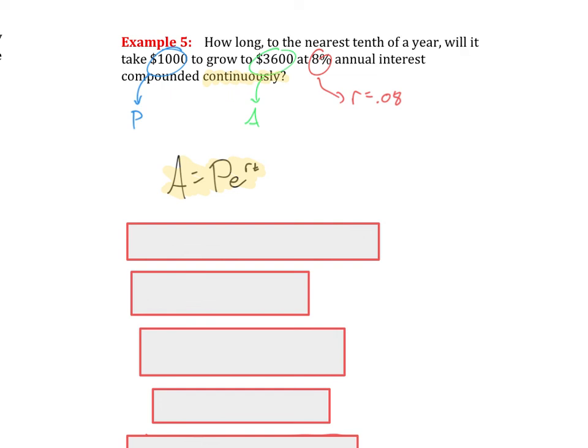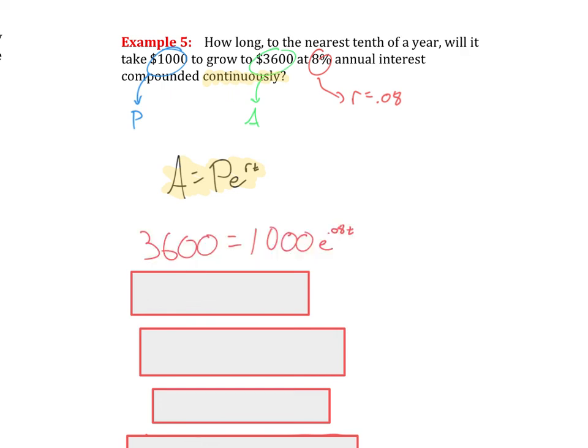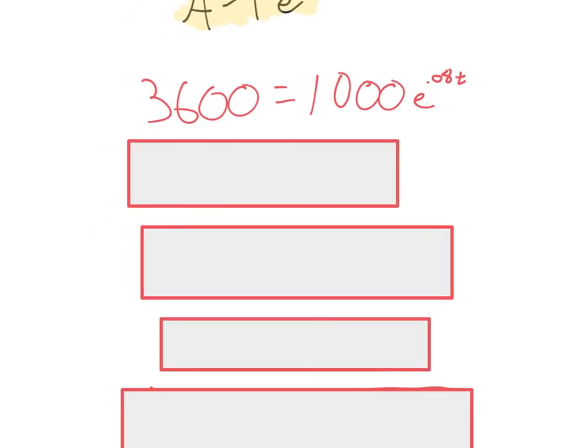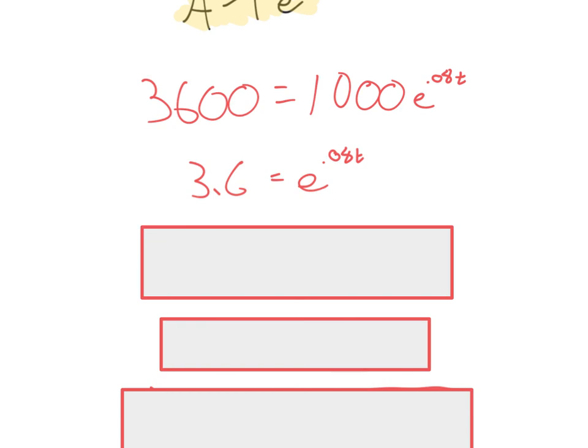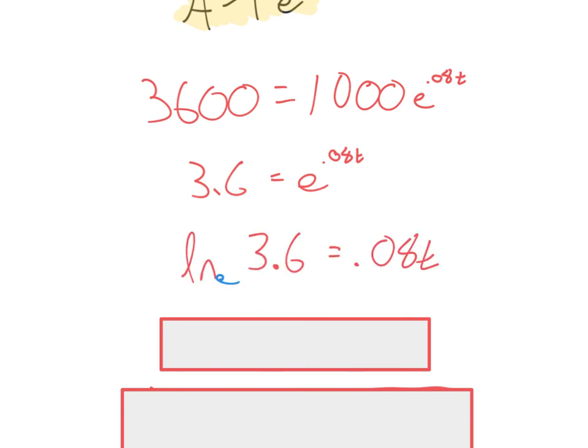So let's plug in what we know. So we know A, we know P, we know R, we don't know T. So T was the unknown. We can divide the 1,000 to the other side. So I have 3.6 equals e to the 0.08t. At this point, I'm trapped in exponential form. Well, if you're ever stuck in exponential form, rewrite it into logarithmic form. So log base e, aka natural log, of 3.6 equals 0.08t. Left side goes straight into your calculator.